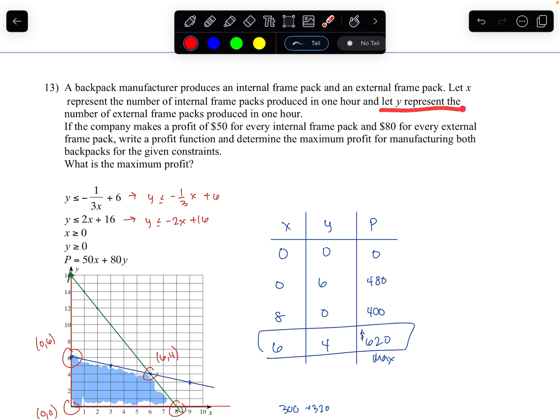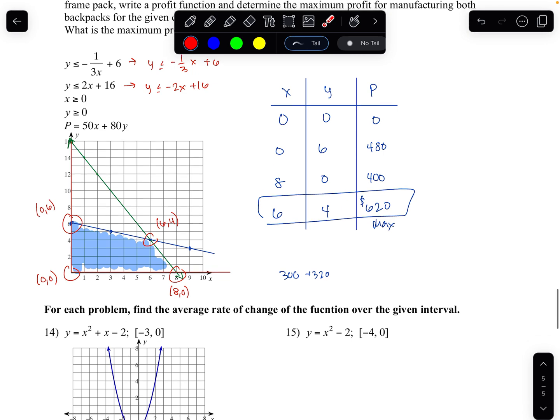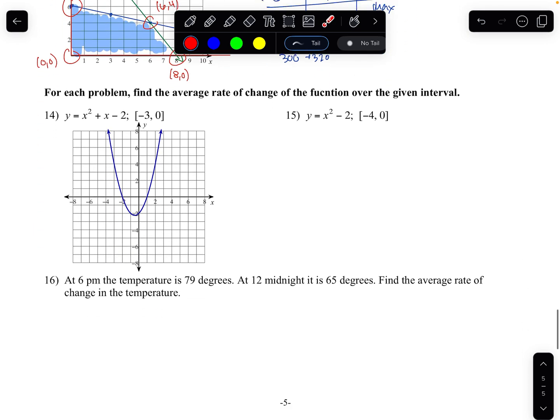and then 4 for the external frame packs. Okay, that's going to give me the maximum profit there.